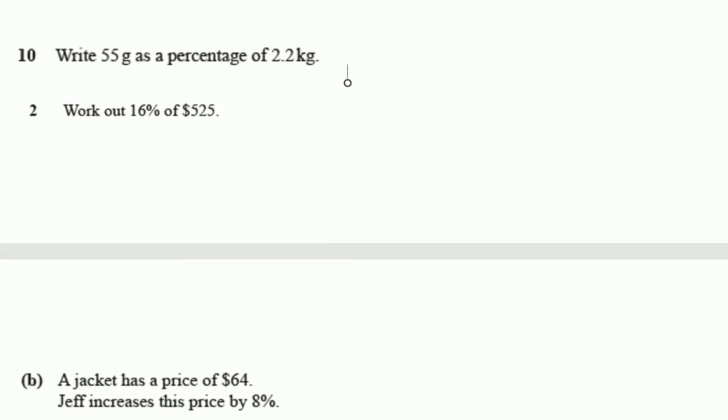Back to the first style of problem again. I want to write 55 grams as a percentage of 2.2 kilograms. And once again, I've got to be careful because my units are different. Before I can make any kind of sensible answer, everything has to be either in grams or kilograms. And in general, you want to use the smallest measurement you can. Grams are smaller than kilograms, so I need to convert my kilograms into grams. 2.2 kilograms is 2,200 grams.